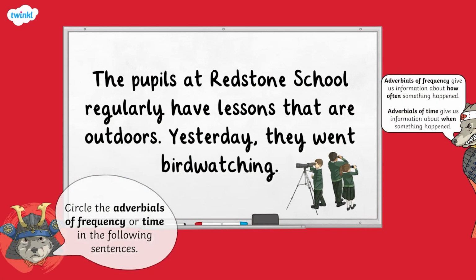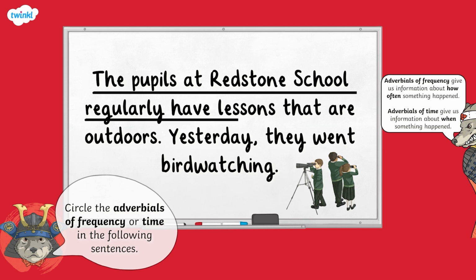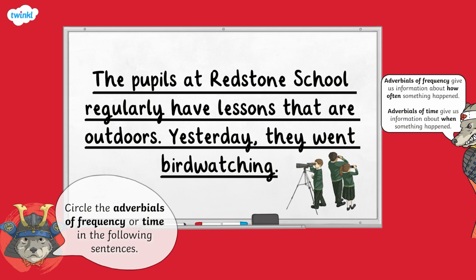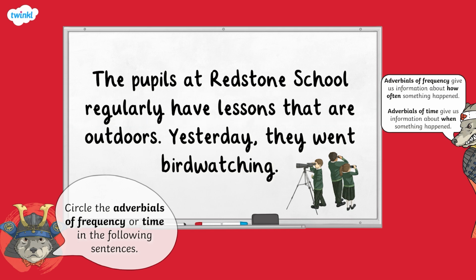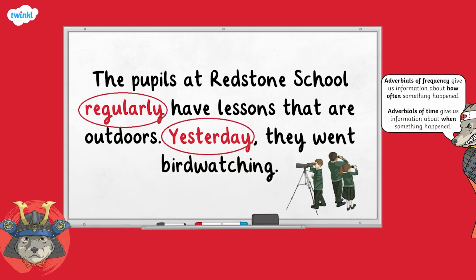Now let's take a look at this question. You are going to circle the adverbials of time or frequency in the following sentences. The pupils at Redstone School regularly have lessons that are outdoors. Yesterday they went birdwatching. Firstly, let's look for the adverbials of frequency, which tell us how often something happened. Regularly tells us that the children often have outdoor lessons. Now let's look for any adverbials of time. Yesterday tells us when something happens. In total, there were 2 adverbials of frequency or time in the sentences.